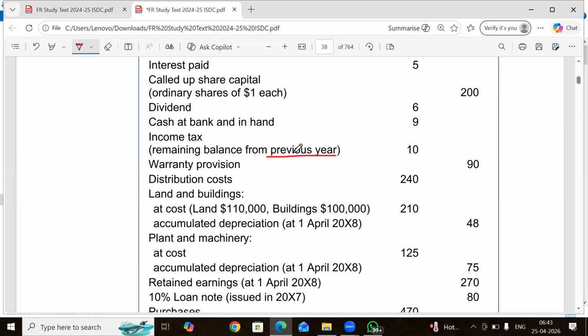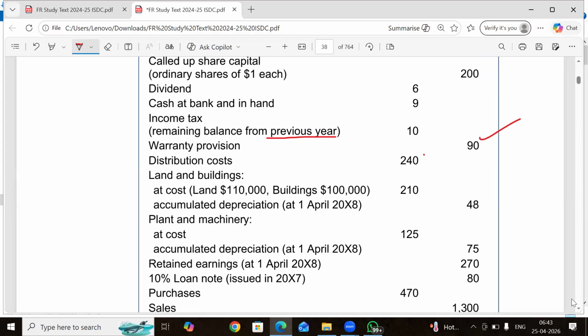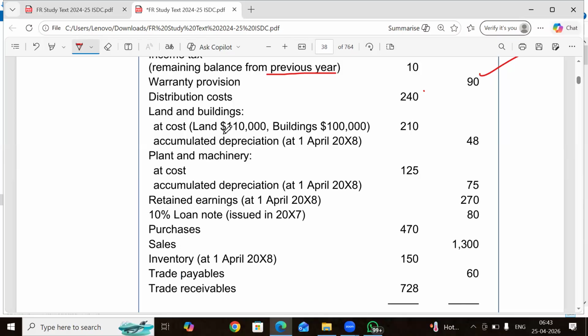That means you need to pay. Warranty provision is given, distribution costs, land and building. In that, the land element and building element are given, and only the building will get depreciated. So the accumulated depreciation of building is given.